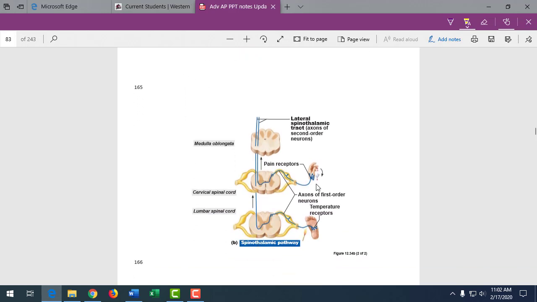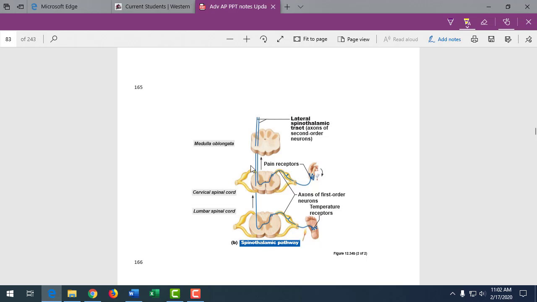And there's 3 neurons in series, and they cross over. So if my right hand receives information about pain, temperature, or touch, the left side of my brain is what receives the impulse, because notice this neuron crosses over right when it comes in. To cross over means to decussate. You'll see the word decussate in there. Just means to cross over to the other side.